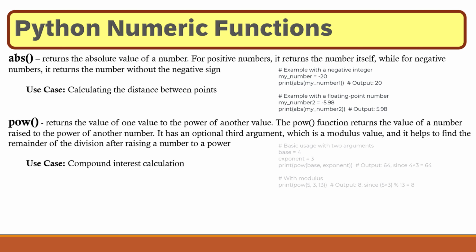Next is the power of function, and this returns the value of one value to the power of another value. The power of function returns the value of a number raised to the power of another number. It also has an optional third argument, which is the modulus value, and the modulus value helps to find the remainder of the division after raising a number to a power.